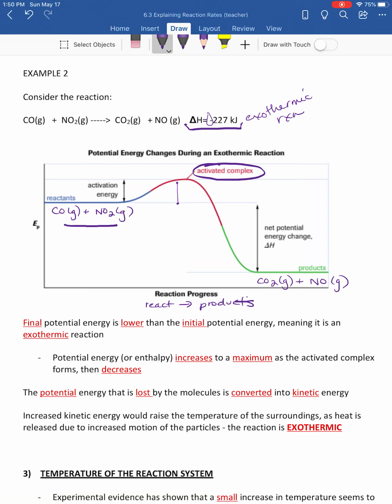So that's the intermediate, the intermediate chemical where it's halfway between breaking old bonds and making new bonds. Nothing is permanent, nothing is made. It's just that you're in between.